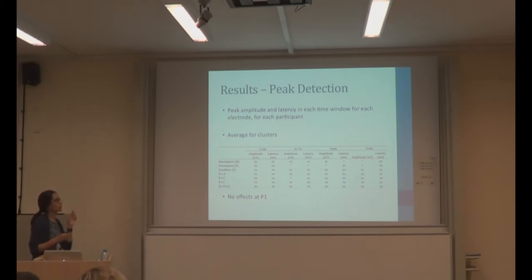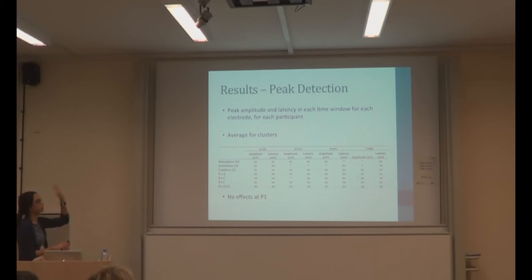But rather than looking at an electrode by electrode basis, because our spatial resolution isn't great, we averaged across clusters. The clusters would be by hemisphere, right compared to left, or right, left and midline. And we computed repeated measures ANOVAs for hemisphere, orientation and condition across amplitude and latency of each of these components. So this is just summarising where our significant effects are. I'm not going into them in more detail.